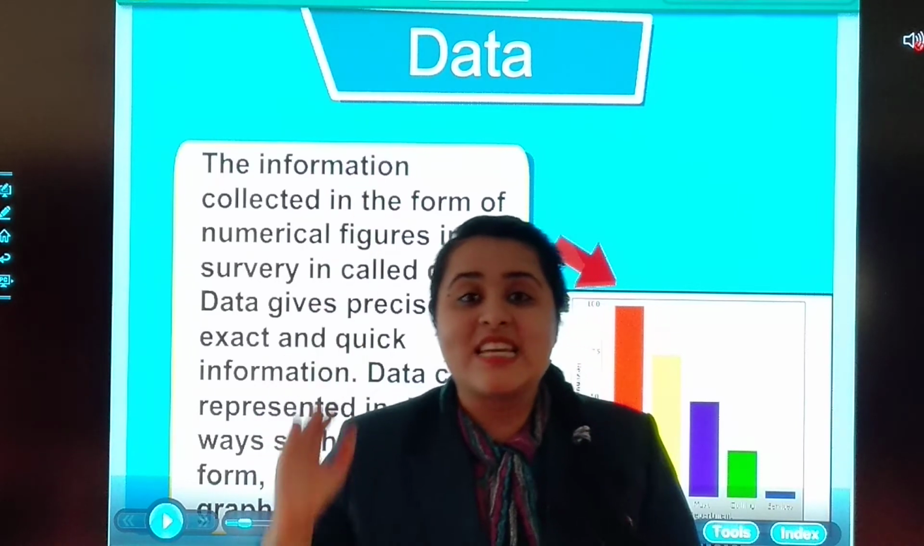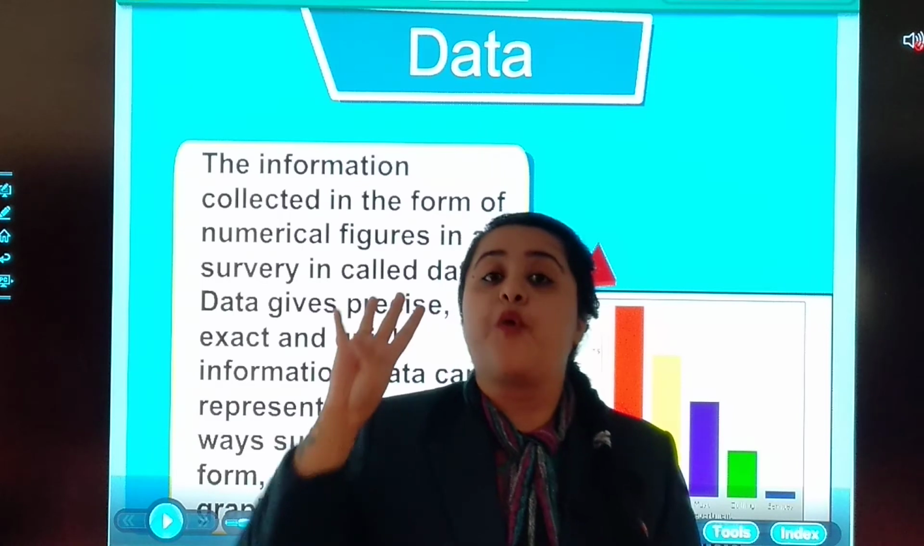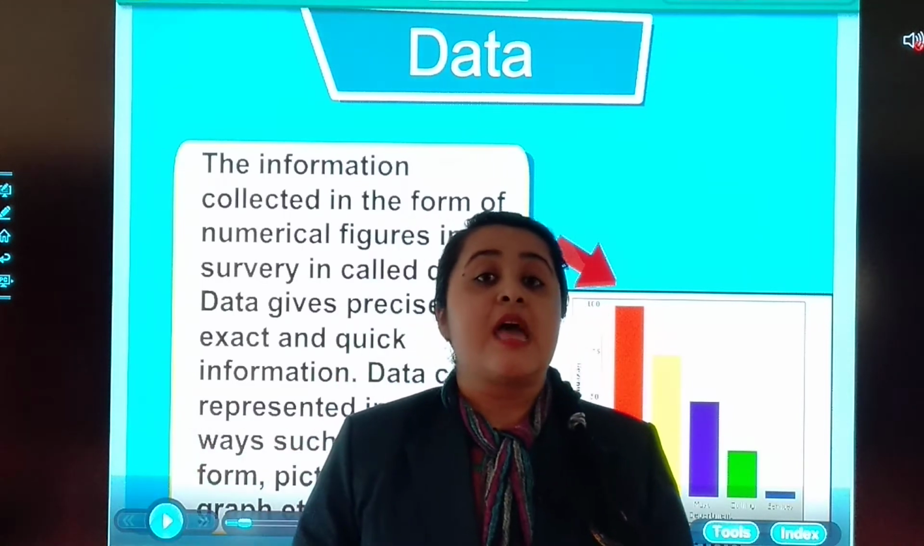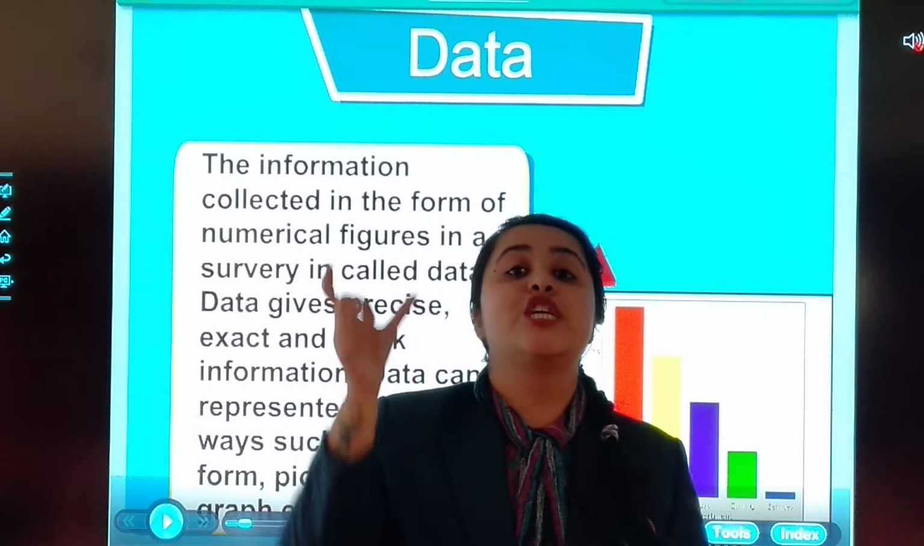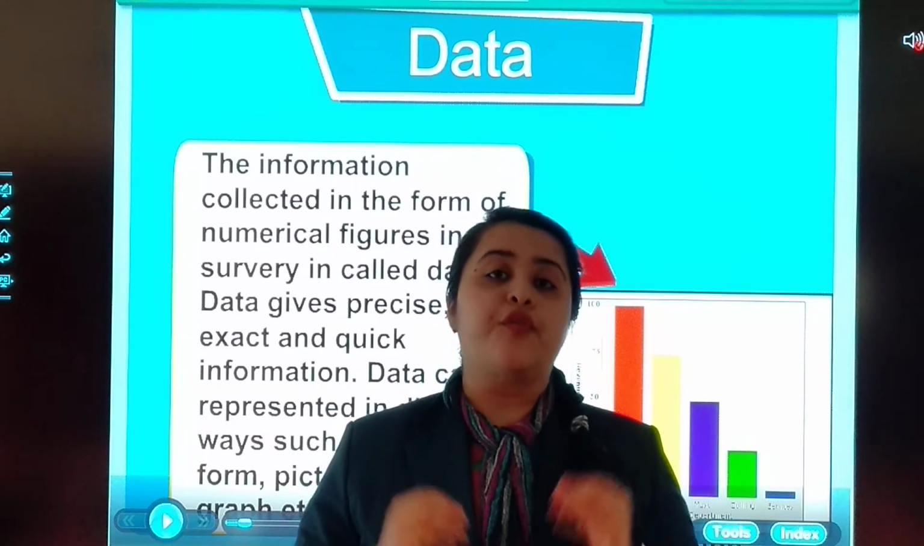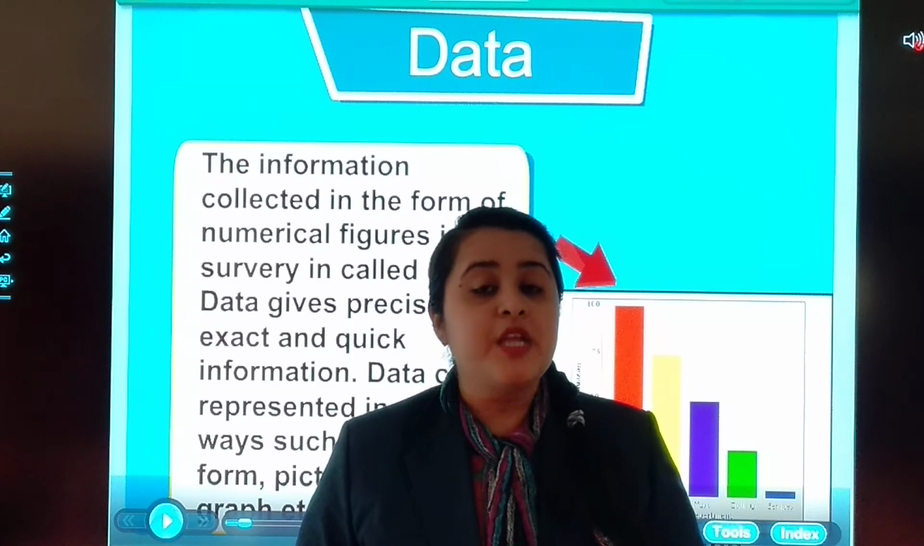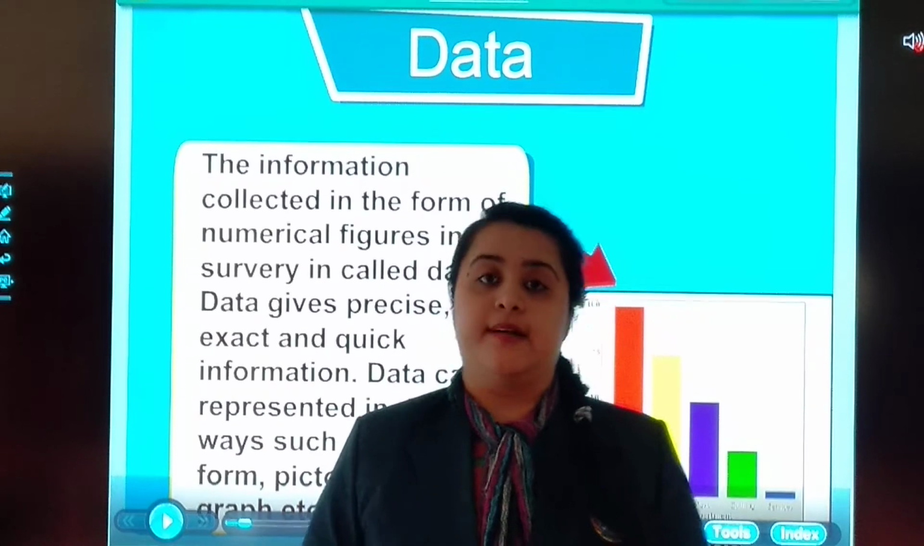You have 6 pairs of jeans and t-shirts. I have 4 pairs of shoes. In this way you track your things. You keep a record of each and everything. That is data handling. You record everything properly.